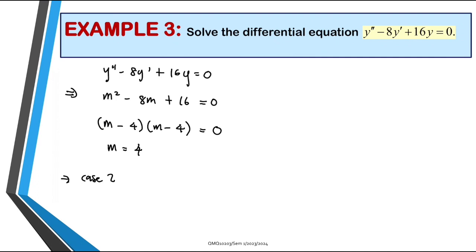So what is our solution? y equal to (a plus bx) e^(4x). That's it, this is our solution. And because we don't have any initial condition given, the general solution will be this equation.